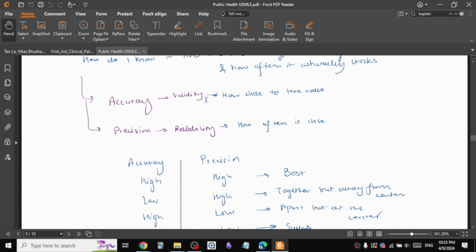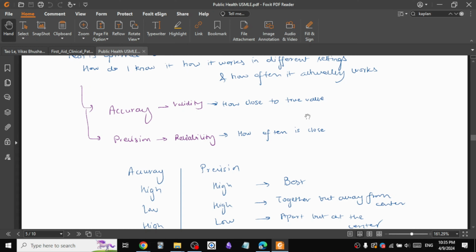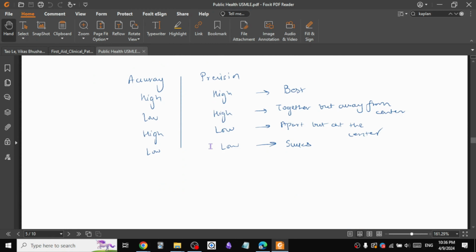Accuracy means validity, which means how close to the true value we actually are. Okay, so this is what accuracy represents. It should make sense to you: how close are you to the center of the dartboard? And that's what they try to represent in first aid as well. Precision is also known as reliability. So how often is it close? I can be close 1 out of 10 times, which is not precise at all, or I can be close 10 out of 10 times. Okay, so that's what accuracy and precision represent.